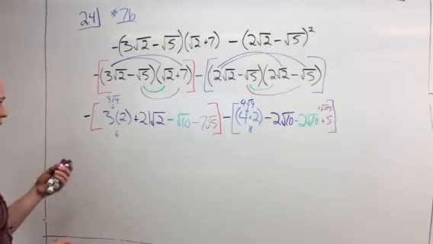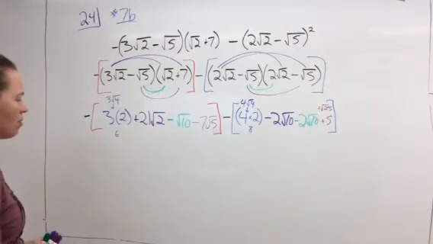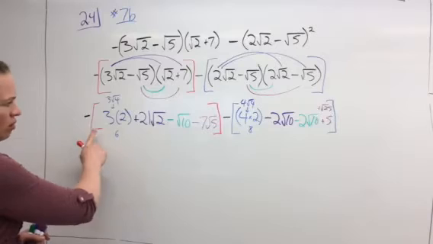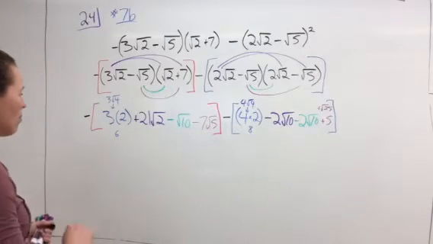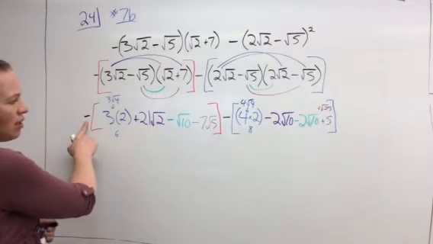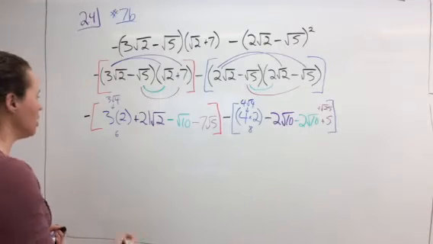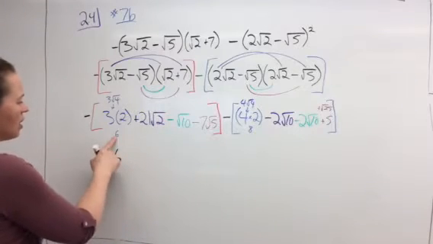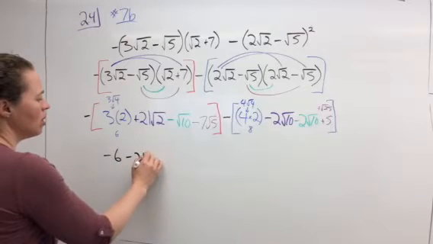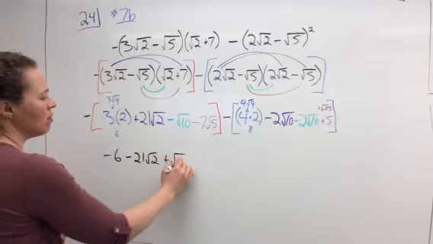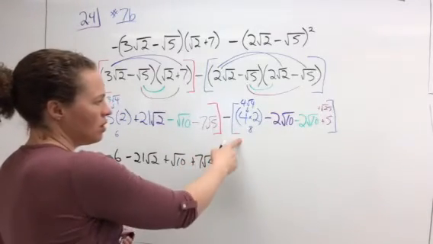All right, so I go back to this set of brackets, and what I'm going to do now is I'm going to get rid of these brackets, and I'm just going to write out what everything is with the signs reversed. So when I bring this negative through, it's going to change all the signs inside the brackets. It's like multiplying by negative 1. So I end up with negative 6 here, negative 21 root 2, positive root 10, positive 7 root 5. Do the same thing here.